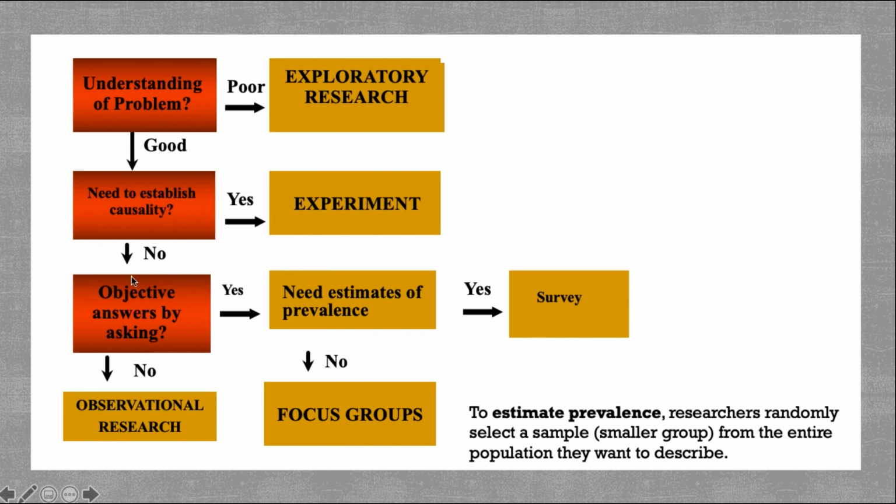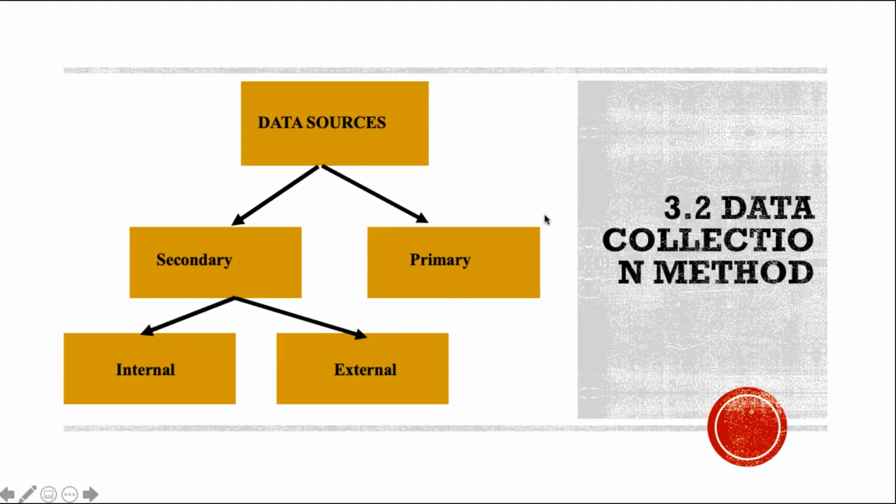But if this problem has no need to ask questions, so we can answer the objective without asking a question, then we do observational research. We only observe, no need to go and interview people and ask them a question. So this is how and when you choose your research design. It is based on your objective and based on the phenomenon that you want to study.